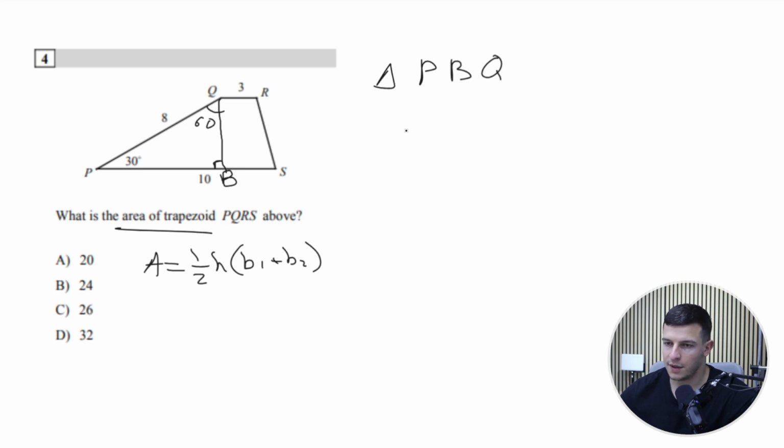So, quick reminder: if this is 30, if this is x, then the hypotenuse is 2x. The other side is x times square root of 3. From these three sides, we only know the hypotenuse, which is PQ, which is 8. So if that's 8, the side opposite of 30 degrees has to be half of that. So 2x is 8, which means x is going to be 4. The other side is going to be 4 square root of 3, not that we need it. So the height is equal to 4.